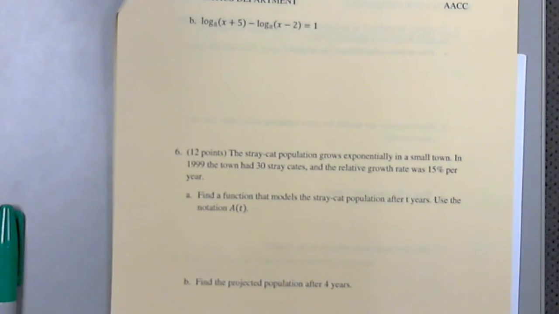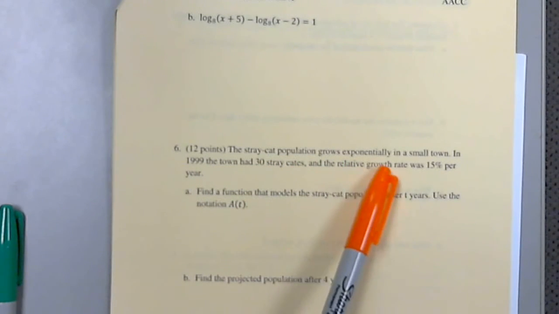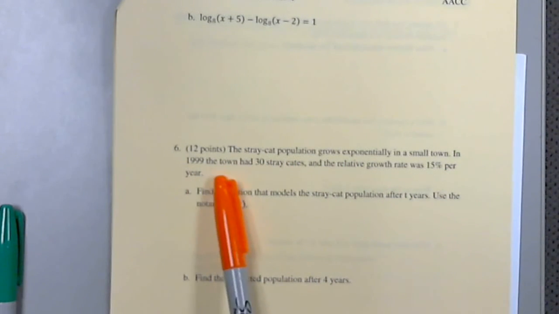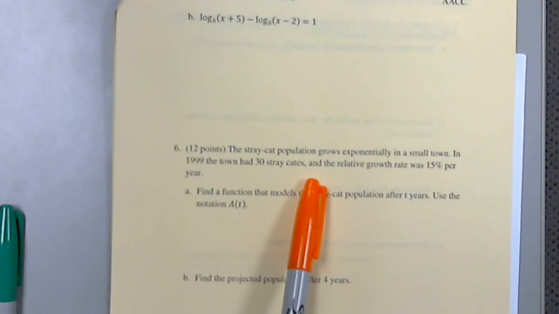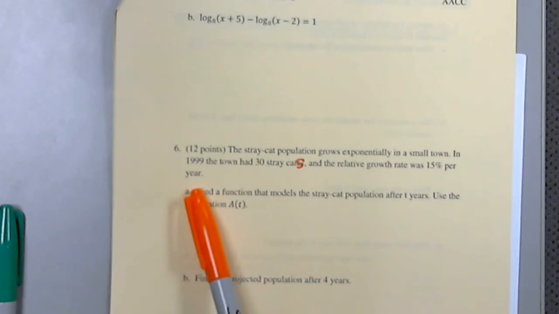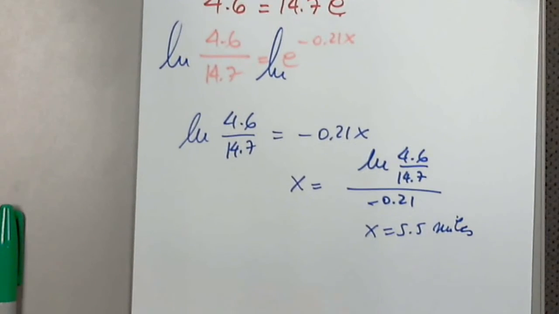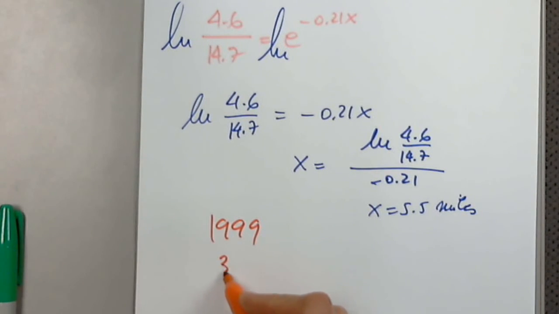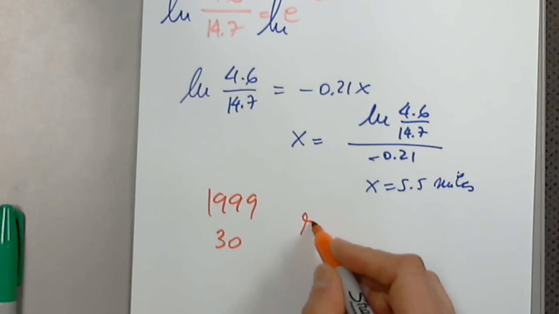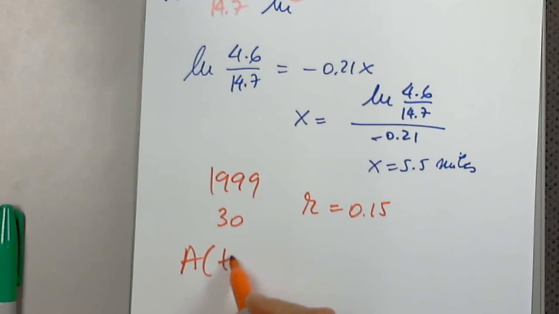So here it is, problem 6. The stray cat population grows exponentially in a small town. In 1999, the town had 30 stray cats, and the relative growth rate was 15% per year. So we are told that in 1999 there were 30 cats, and the relative growth rate was 0.15. Find the function. The model will be given to you.